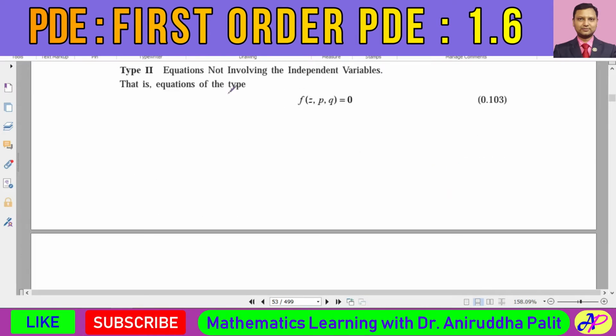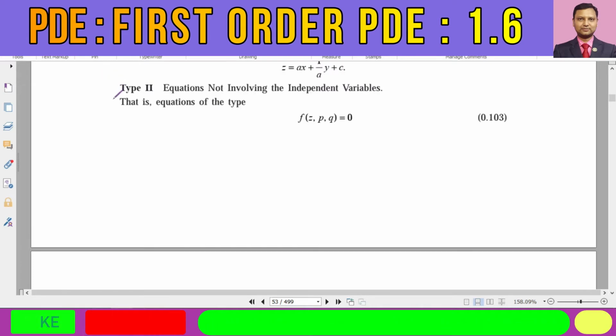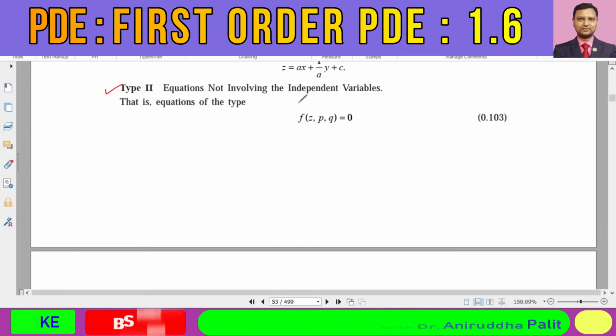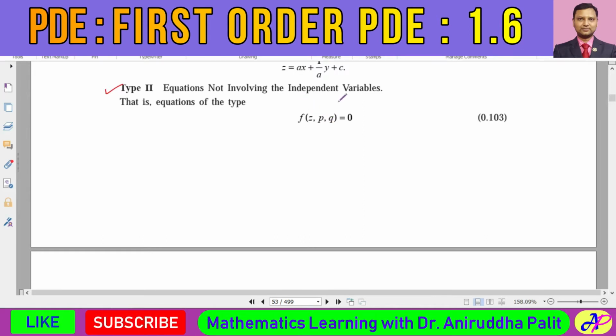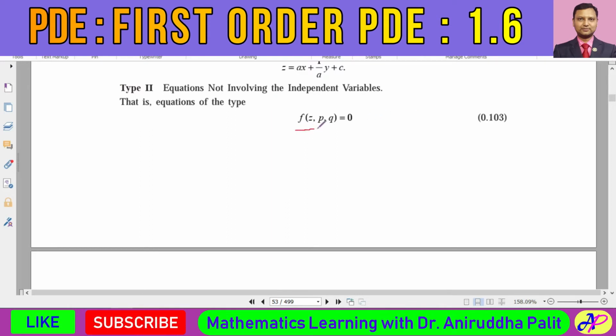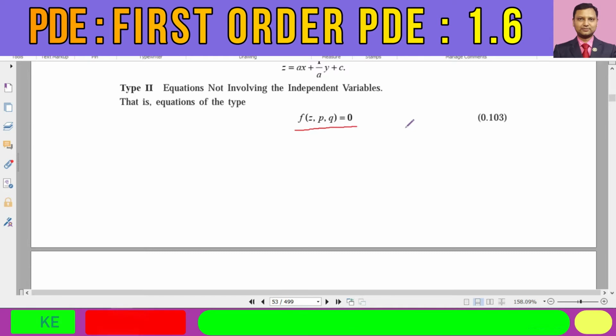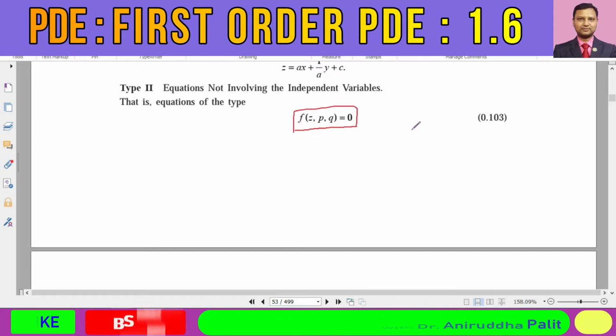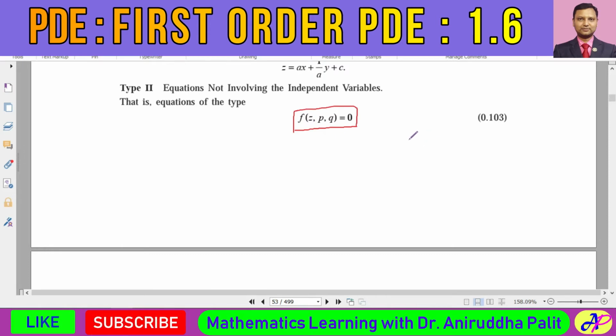Now we consider this second type of partial differential equation. In this second type, the independent variables are absent over here. That means the variable x and the variable y, these two variables are absent over here. F of z comma p comma q is equal to 0. This is the second type of partial differential equation. We need to solve this kind of partial differential equation.